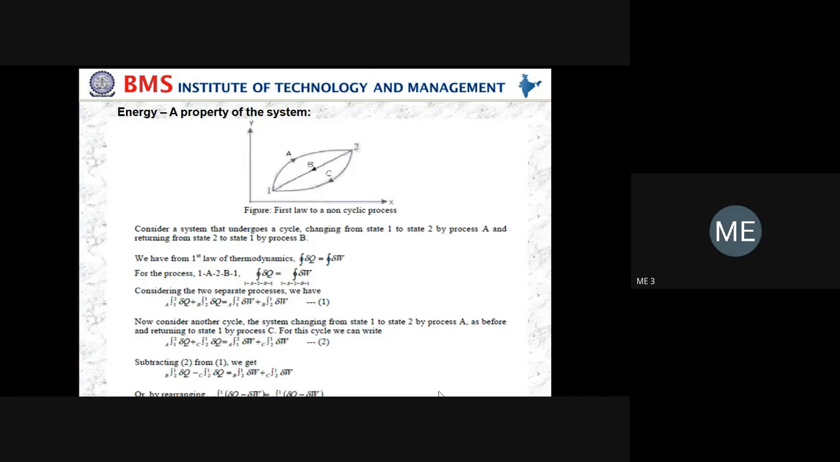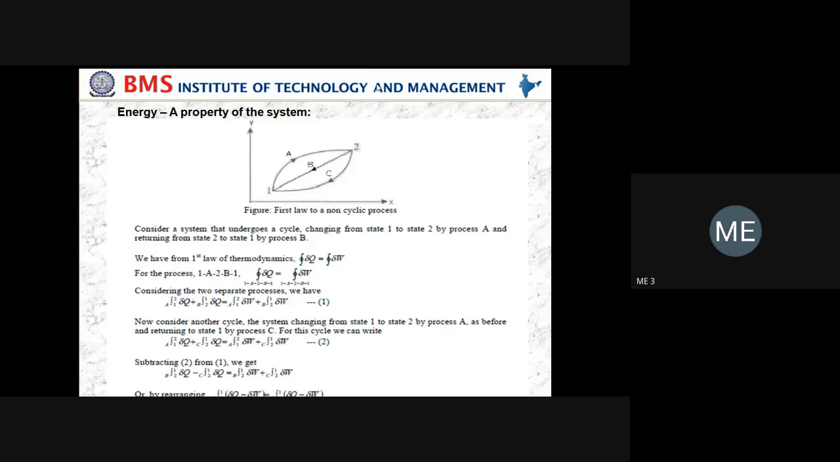Now consider the cyclic process. Consider this 1A 2B 1 as one cyclic process. In the next step, I am not going to consider this path B. Instead of path B, I am going to consider the path C. Hence, we have two cyclic processes in this diagram. One is 1A 2B 1 and another cyclic process is 1A 2C 1.